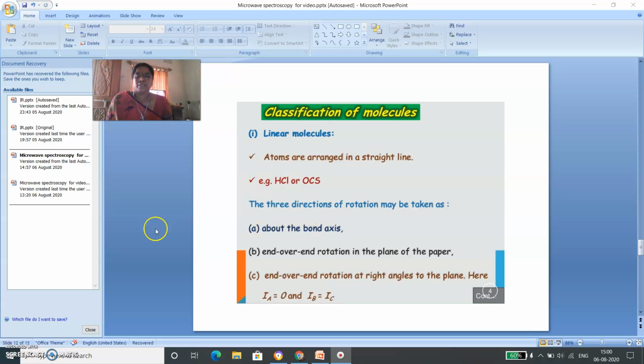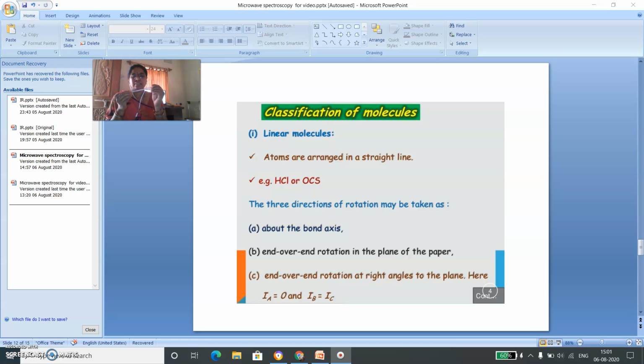For example, I will explain by taking a pen. Consider this is an HCl molecule. This is H, this is Cl. Right? So by keeping one constant, this is about the bond axis.